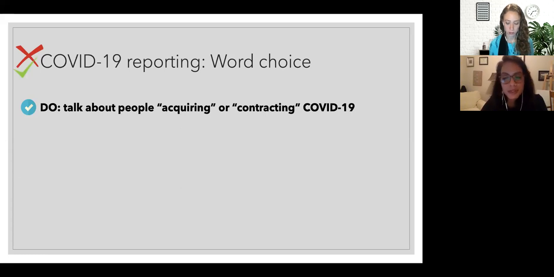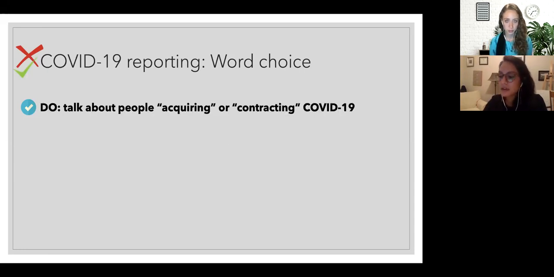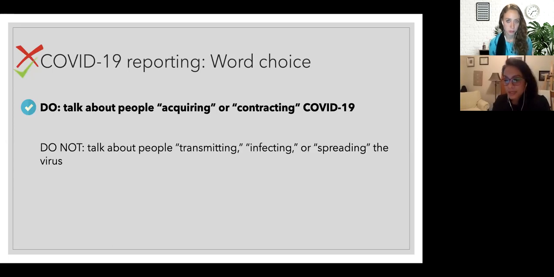So before we move on, I just want to touch one more time on the idea of person first language. As we mentioned, and we are of course open to any reflections on this if this doesn't work as well in Bangla or any other language that you might speak, we want to focus on the dignity of the person and separate the person from the disease. Because we know that many people will recover, and so they will be more than just the disease, and we don't want to link them in a way that makes them seem like something negative or to demonize them. So we do want to talk about people acquiring or contracting COVID-19. We do not want to talk about people transmitting, infecting, or spreading the virus.